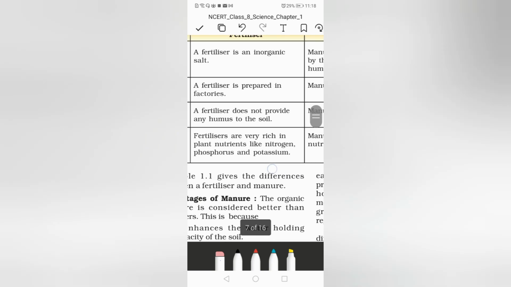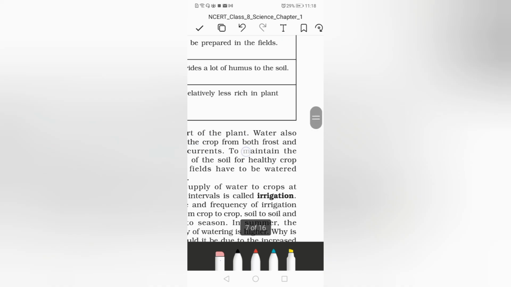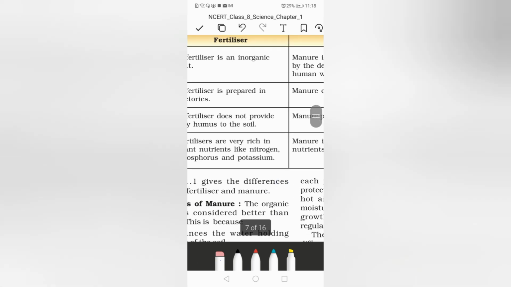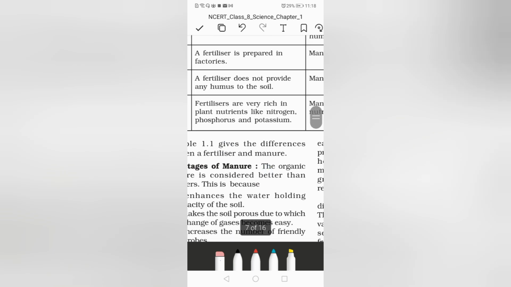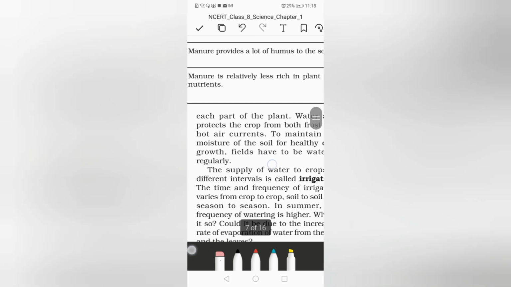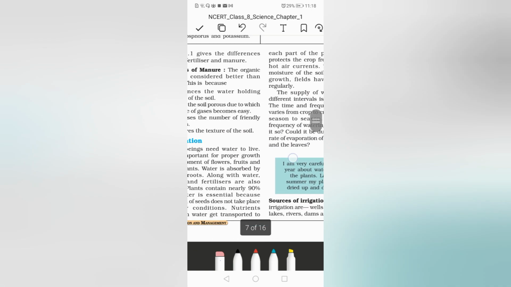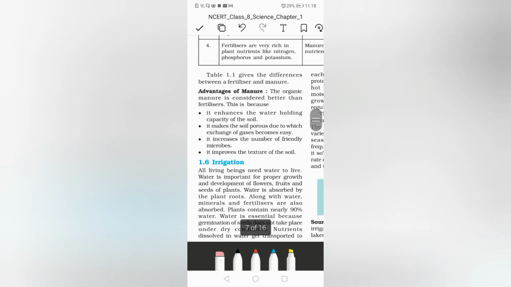A fertilizer does not provide any humus to the soil. Manure provides a lot of humus to the soil. Fertilizers are very rich in plant nutrients like nitrogen, phosphorus, and potassium. Manure is relatively less rich in plant nutrients. But sometimes fertilizers can also be harmful, so we have to be careful.